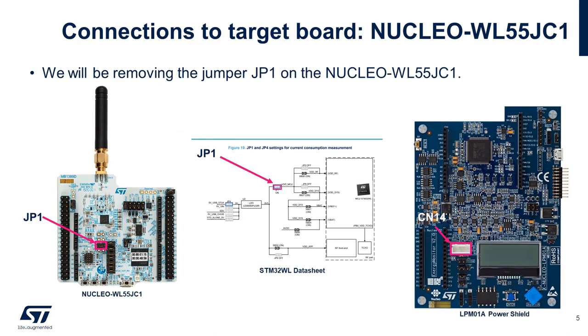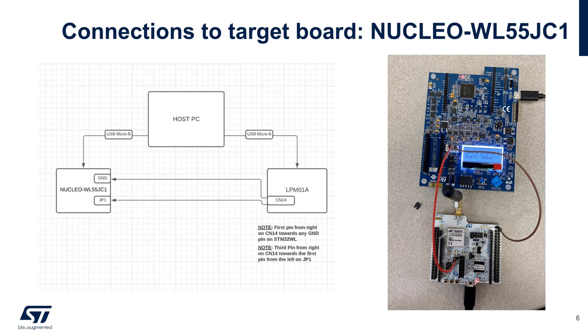Now let's talk about the connections from our power shield to the microcontroller. The X-NUCLEO-LPM01A can power supply a target board using a basic connector CN14 for wire connection to any target. On the STM32WL side, we can use jumper JP1 to measure the microcontroller consumption by removing it. The connections should look something like this. We will also be needing two USB cables to power supply both the boards.